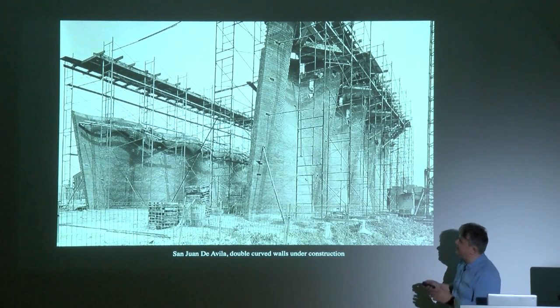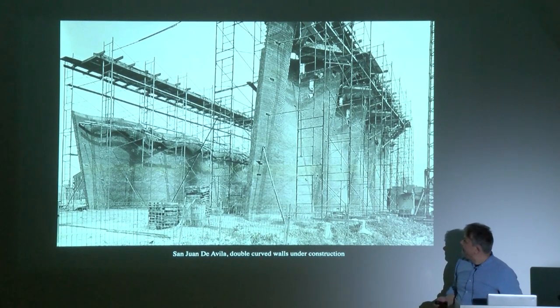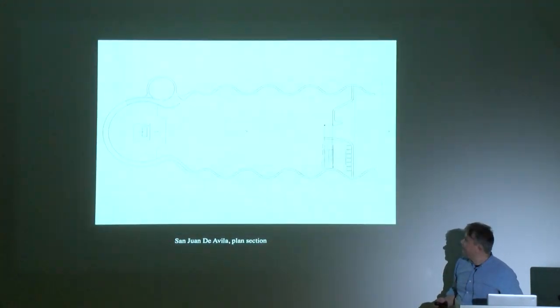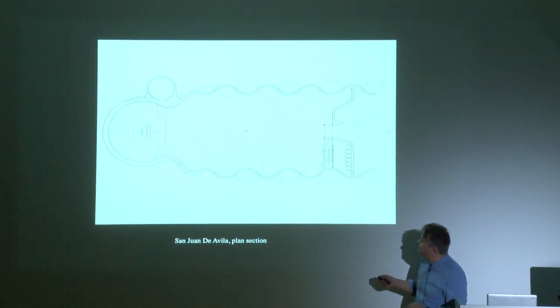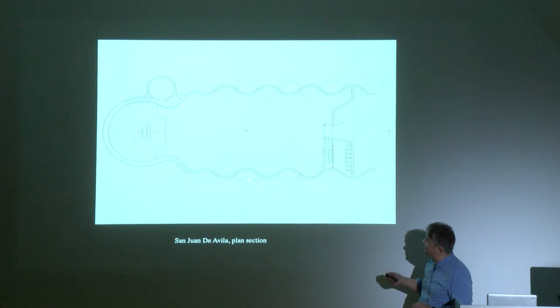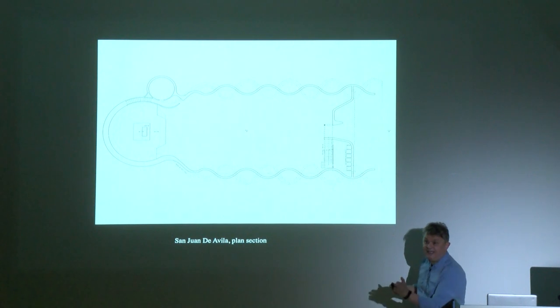The walls were constructed similar to Atlantida, independently, but they're taller. And then this is the plan. So this is the line at the base. This is the line at the top of the wall. And this is the edge beam that you see in Atlantida as well. But you can trace this line all the way around as a continuous surface, apart from that door, back to the front.